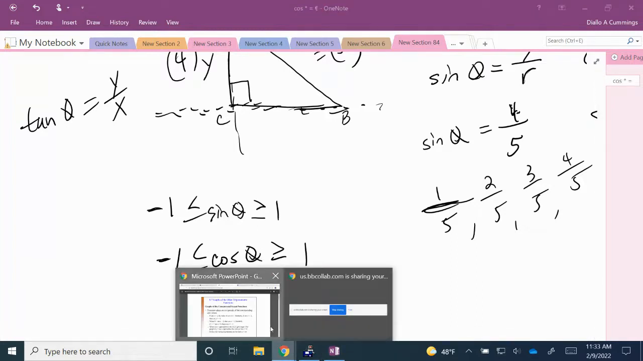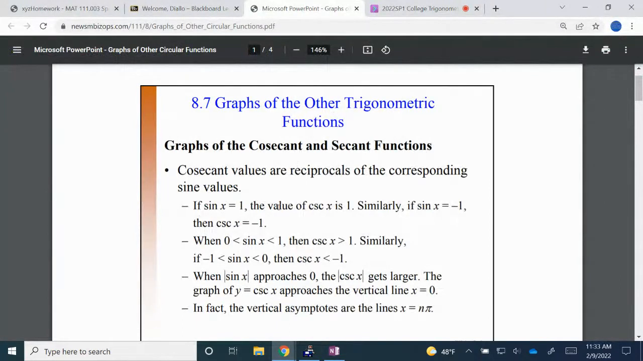All right, so if we take a look at this capsule, it says that if the sine is equal to 1, then the cosecant, which is the reciprocal of the sine, is 1. And similarly, if the sine of x is equal to negative 1, then the cosecant of x is equal to negative 1, right?